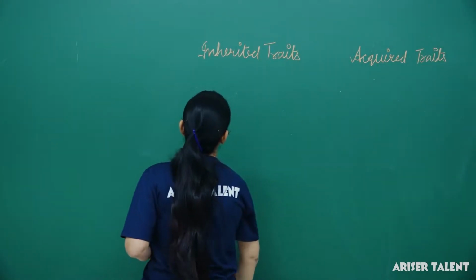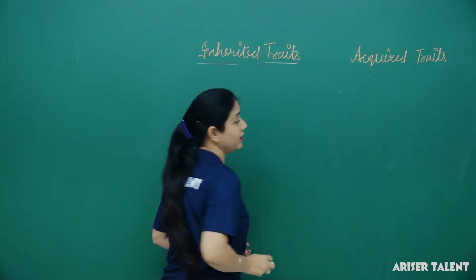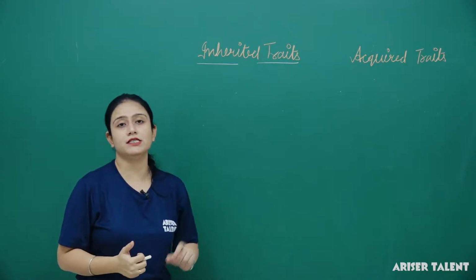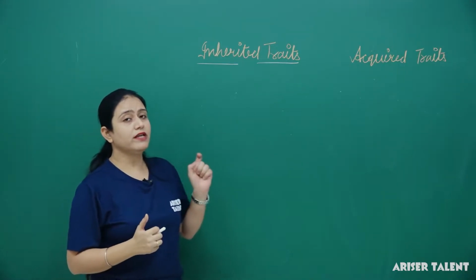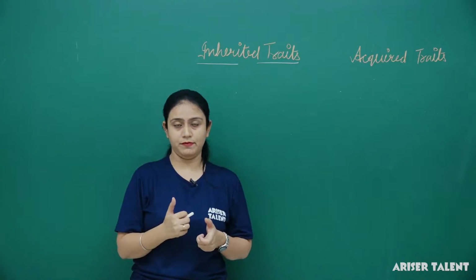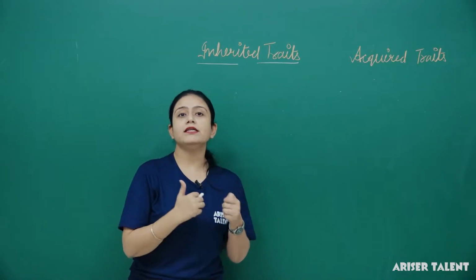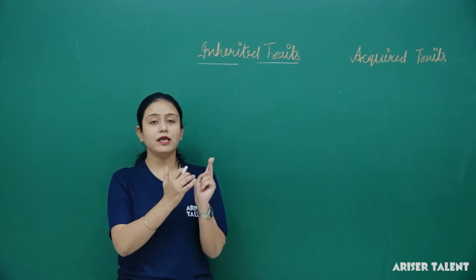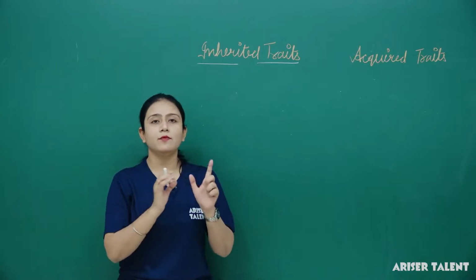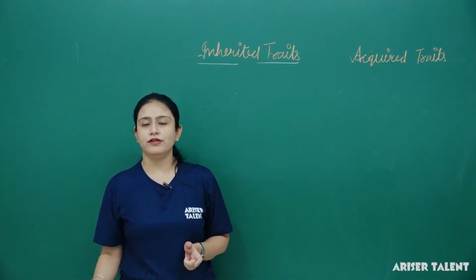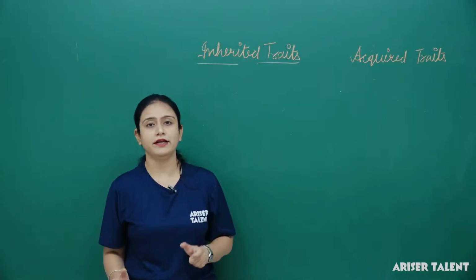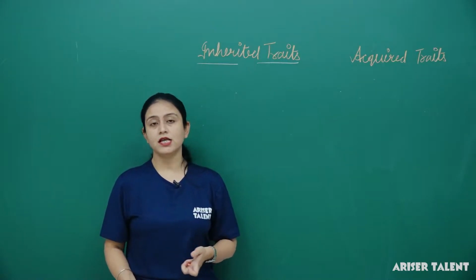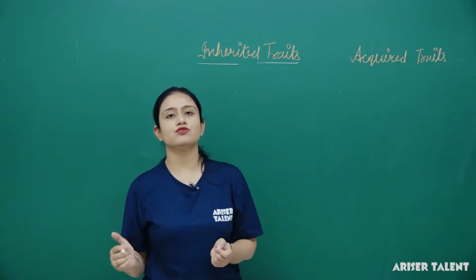Okay, if we talk about inherited traits, inherited means something which is inbuilt. Now, where is it inbuilt? It is inbuilt in the genes. So the traits which develop in the organism by the genes are controlled by the genes. Why? Because they are present in the genes and they pass from one generation to another generation. This is the reason they are known as inherited traits. So, what are inherited traits? The traits which are controlled by the genes and which pass from one generation to another generation.